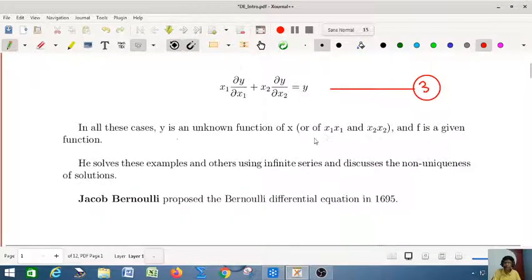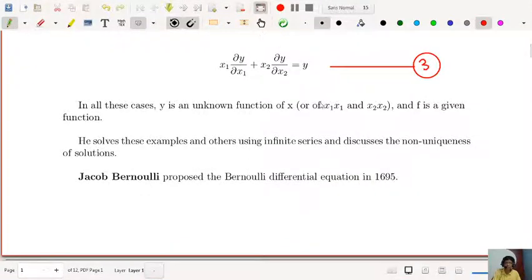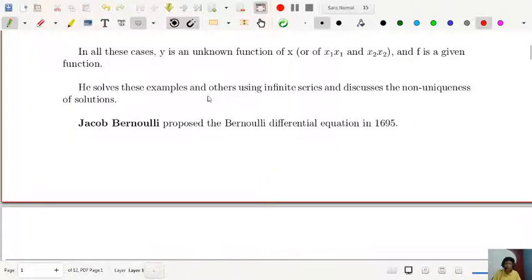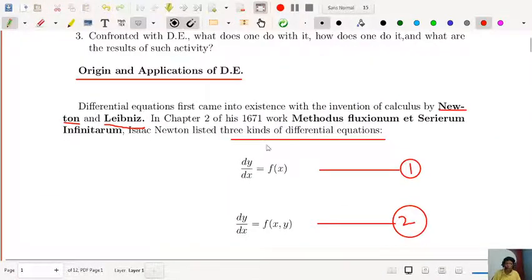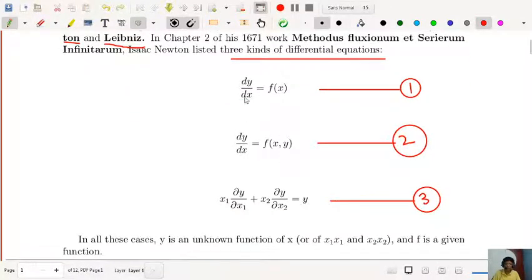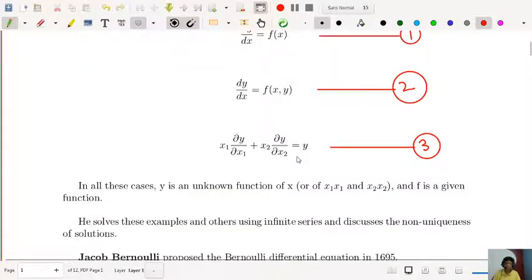In all these cases y is a known function of x, or of x1 and x2, and f is a given function. He solved these examples and others using infinite series and discussed the non-uniqueness of solutions. So Newton first gave the idea of the differential equation. Later we will come to the definition of differential equation, don't worry.